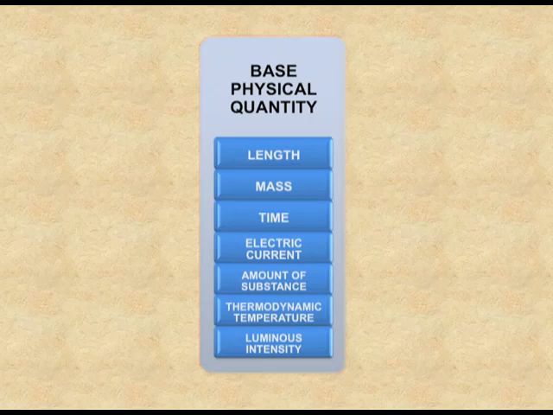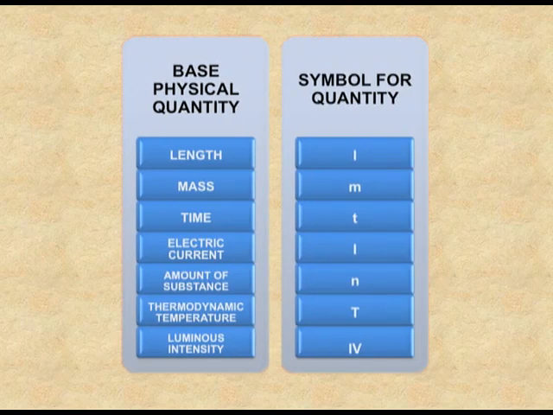There are 7 basic physical quantities which are also known as the fundamental quantities. These are length, mass, time, electric current, amount of substance, thermodynamic temperature and luminous intensity. The symbols for the quantities: for length we use small l, for mass small m, time small t, electric current capital I, amount of substance small n, thermodynamic temperature capital T, and for the luminous intensity it's Iv.